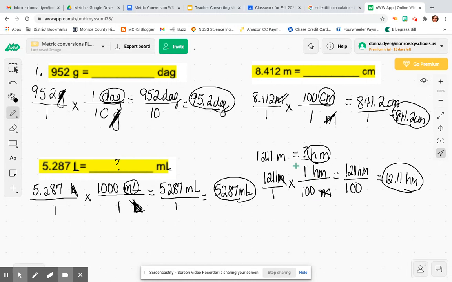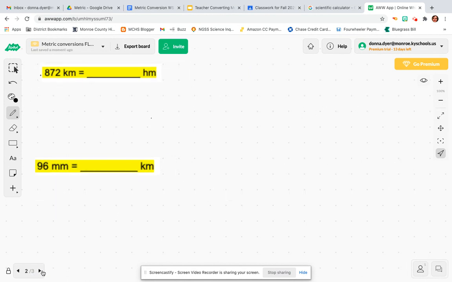Okay, so all of these problems are what I call one-step problems, because there is one conversion factor that has both units that I'm looking for, the unit that I'm given and the unit that I'm looking for. Both of those units are in the conversion factor. But what about when you have a unit that's not in the conversion factor? What if you have a problem where both units are not in the same conversion factor? Okay, so let's look at an example of that.